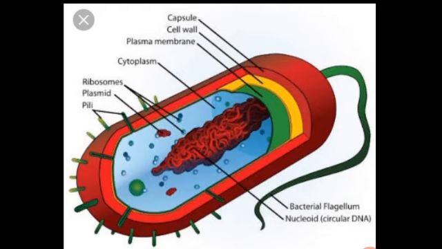The chromosome is the carrier of genetic information that is inherited from the past generation. The capsule and the slime layer protect the cell and assist attachment of the cell to other surfaces.